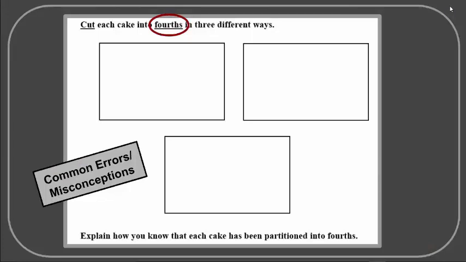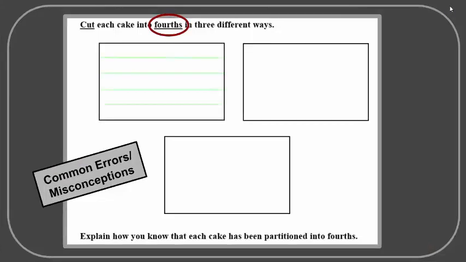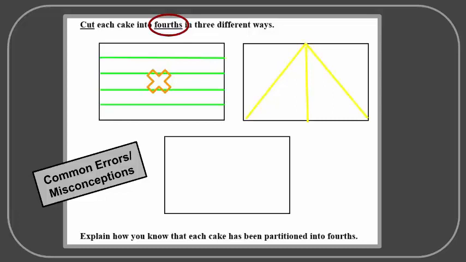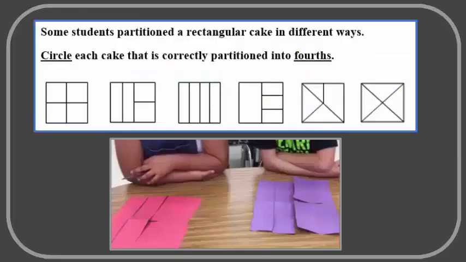Additional errors and misconceptions that often occur when partitioning shapes include counting the partitioning lines instead of the number of equal spaces. In the second example, it is easy to see that the rectangle is divided into fourths because each triangular piece is the same shape. But in the bottom example, students may have difficulty determining if the pieces are equal because the triangles have different side lengths. Additional hands-on models should be used to help students conceptualize this concept.